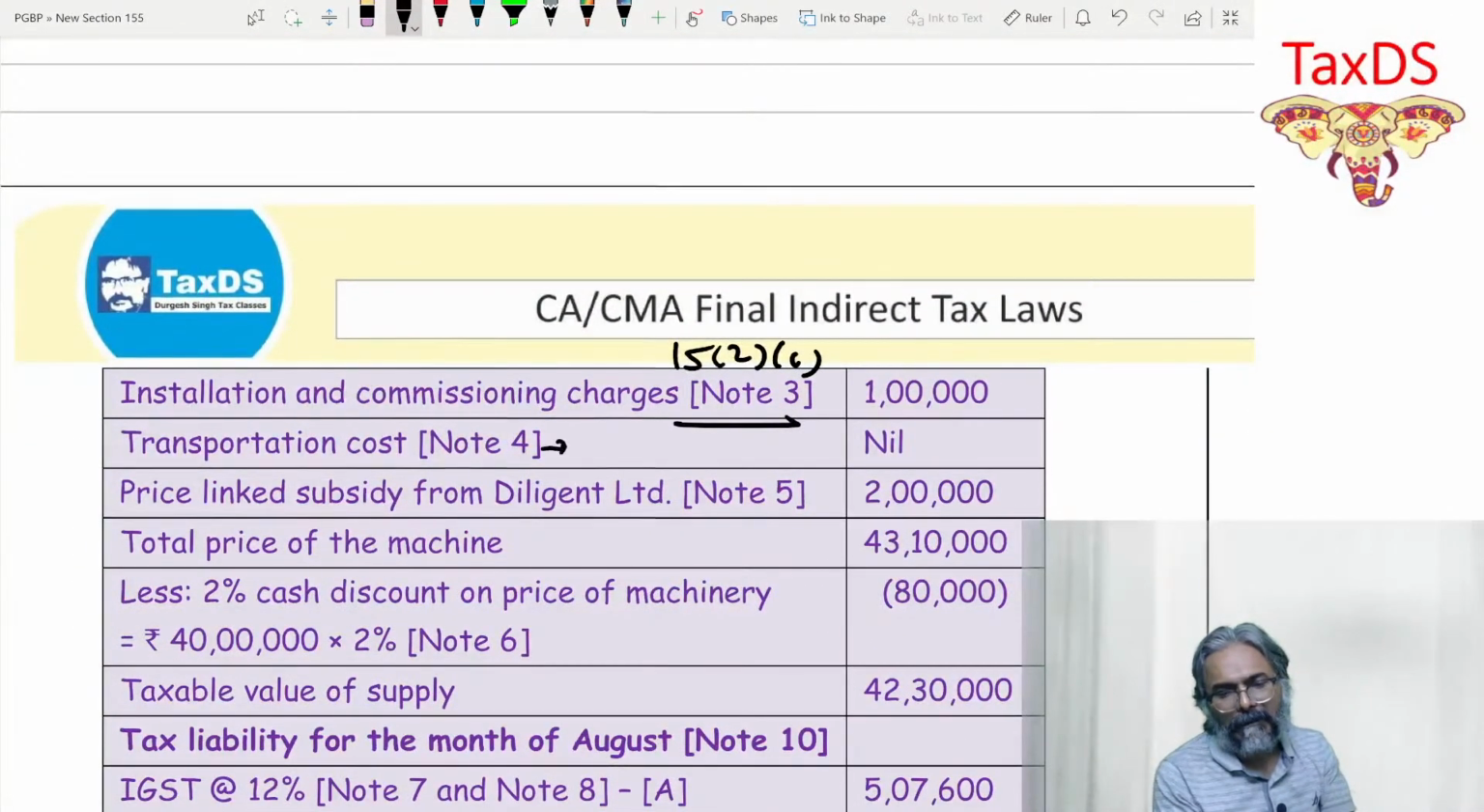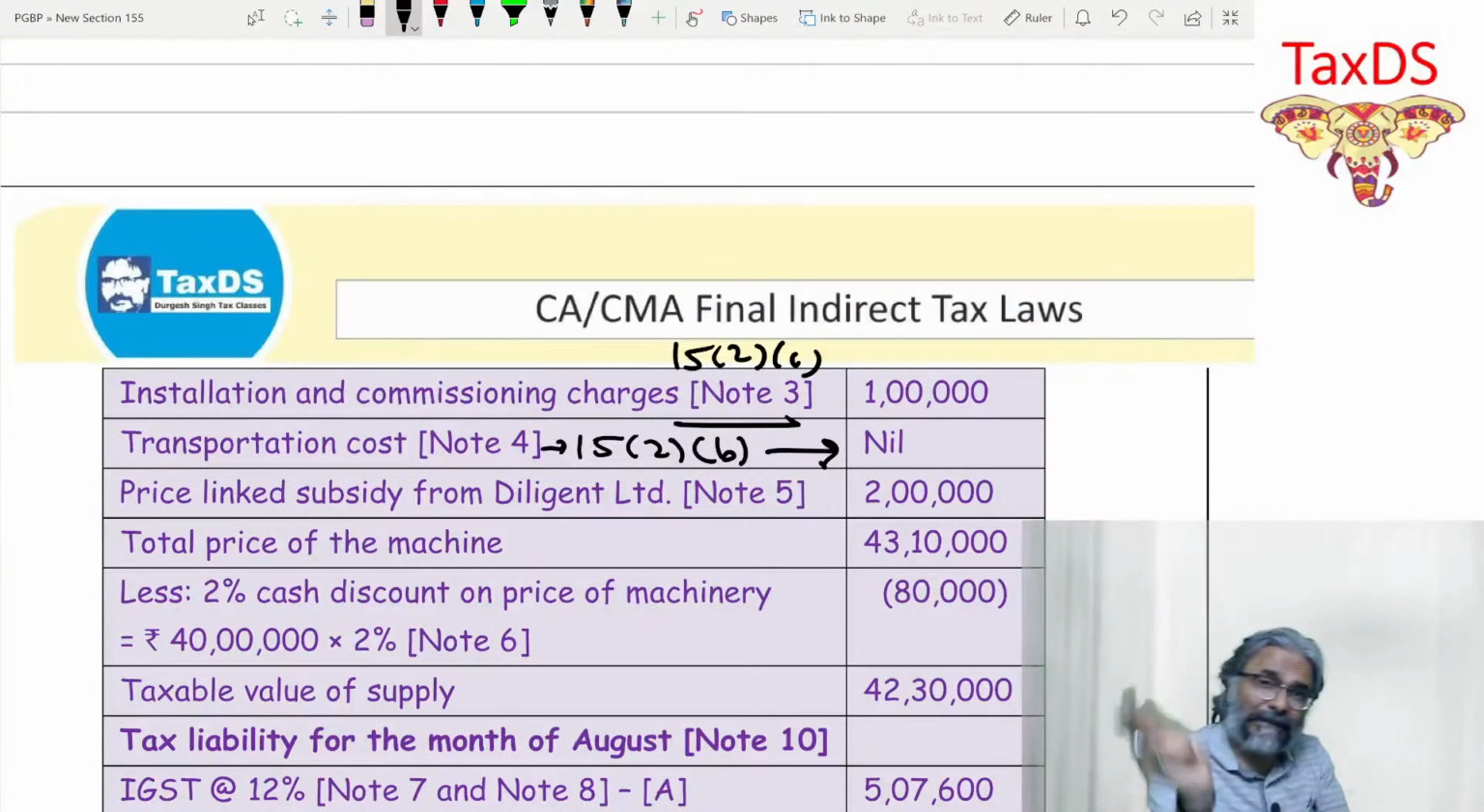Transportation cost. What is this note number 4? 15.2B. Is it applicable? Answer is no. Why is it not applicable? I already gave you the reason. You already have noted the reason.